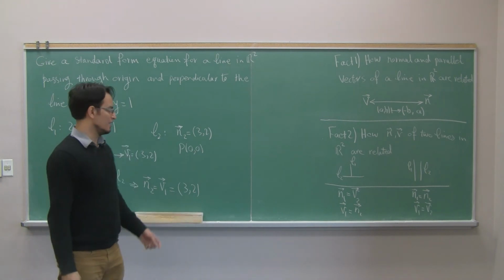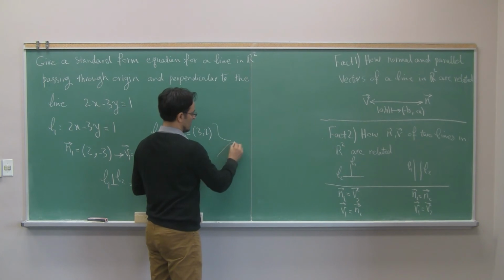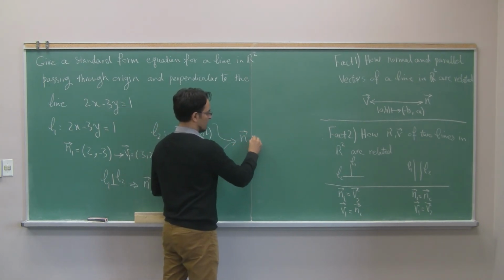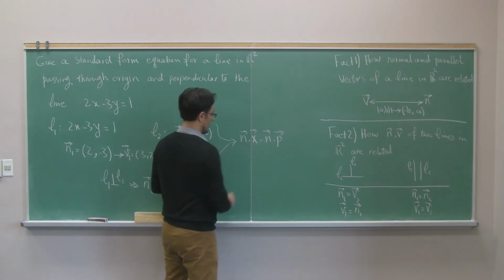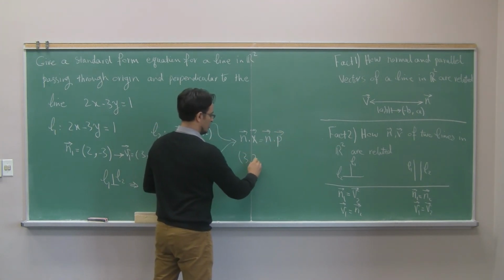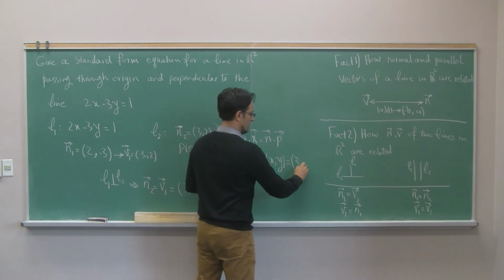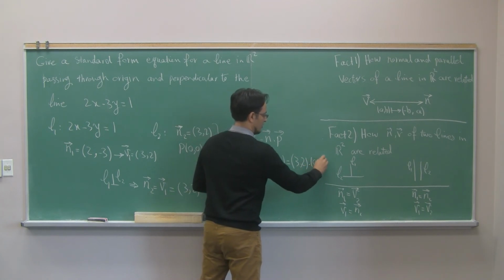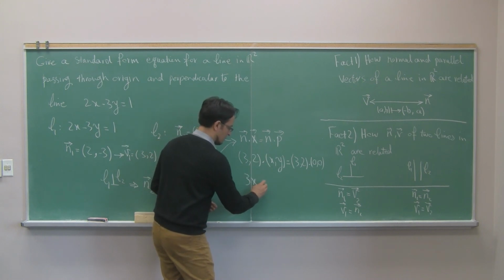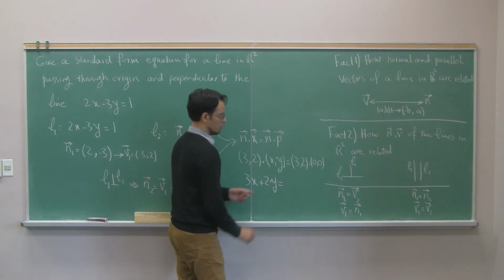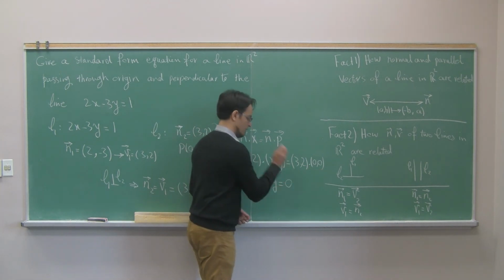From now on, it's easy. I have normal, I have a point, I can form standard form by n dot x equals n dot p. N in this case is (3, 2) dot (x, y), and it is (3, 2) dot (0, 0). Dot product, just 3 times x plus 2 times y equals 3 times 0 is 0 plus 2 times 0 is 0, so it is 0.